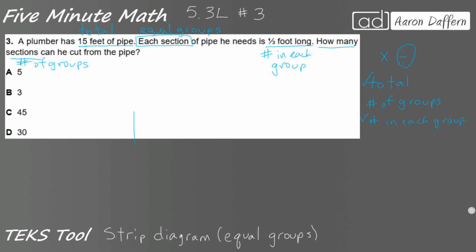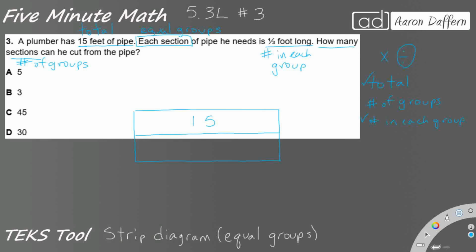All right, so let's represent this with a strip diagram. I'm going to represent this like this, and we can think of a strip diagram in multiple ways. The total can be on the top, it can be on the bottom, it can be connected like I'm going to do here. It can just have a line that goes across. There's many different ways to show it. So what's my total? I'm going to put it up on top. I'm going to say there's 15 feet. And what we need to think about is we're not able to understand the number of groups, so I need to change my picture because I don't know how many groups there are. That's what I'm looking for.